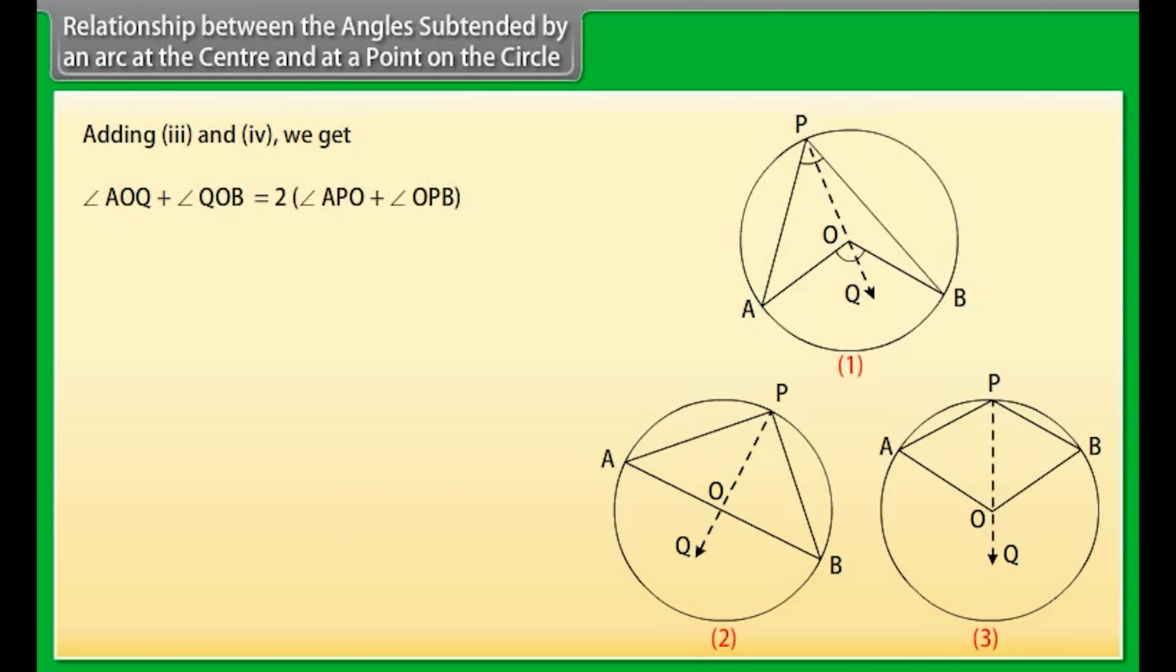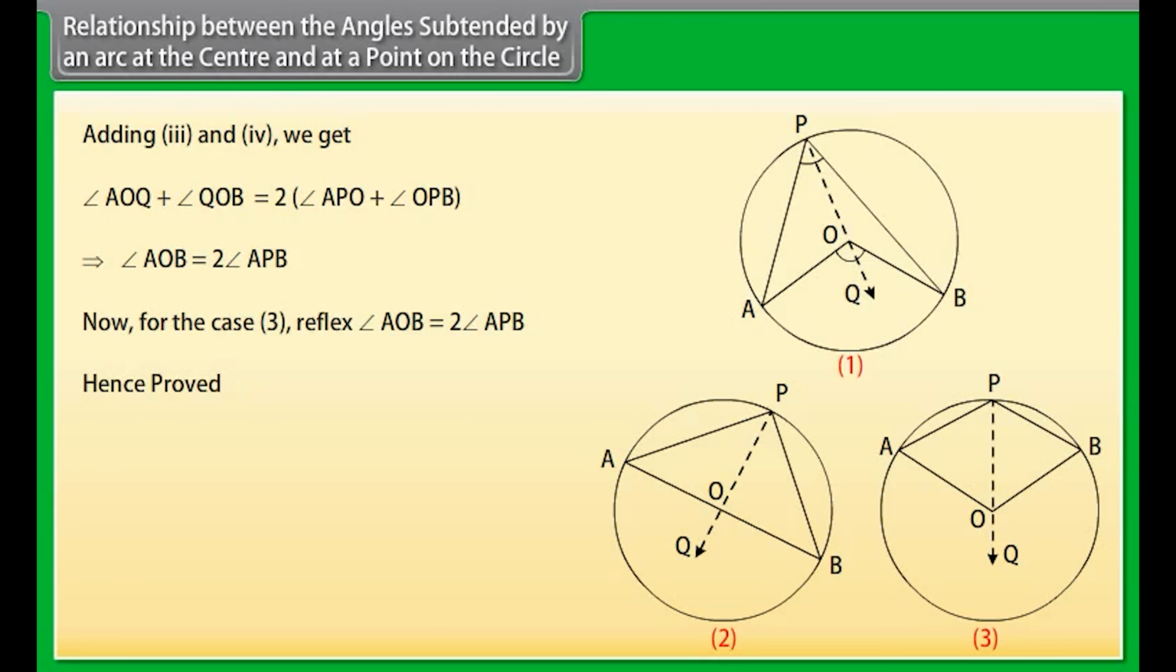Adding 3 and 4, we get angle AOQ plus angle QOB is equal to 2 into angle APO plus angle OPB. Similarly, angle AOB is equal to 2 angle APB. Now for the case 3, reflex angle AOB is equal to 2 angle APB. Hence proved.